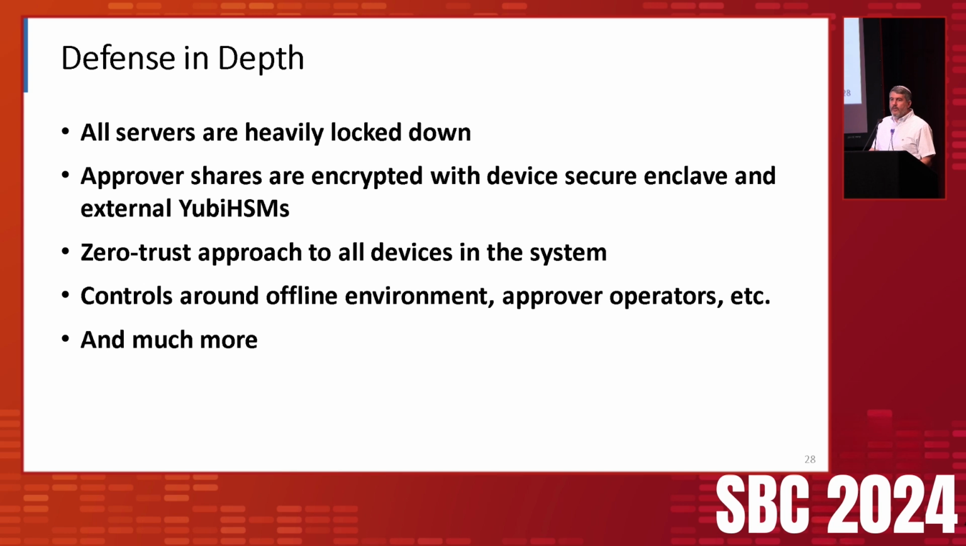There are many controls around the offline environment, who the approver operators are, how they can work, what machines they use, and much, much more. All of that is crucial to the security of the system, and I like to say that I think we have quite a good cryptography team at Coinbase, but we have an incredible security team at Coinbase with huge operational security experience, and of course their contribution to the system is very, very crucial as well.